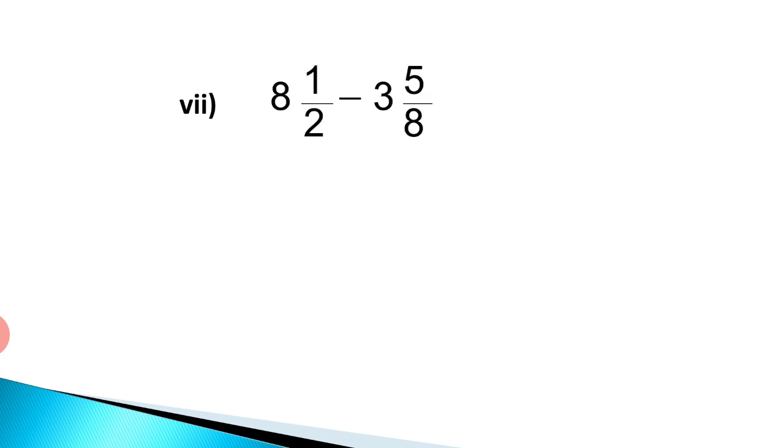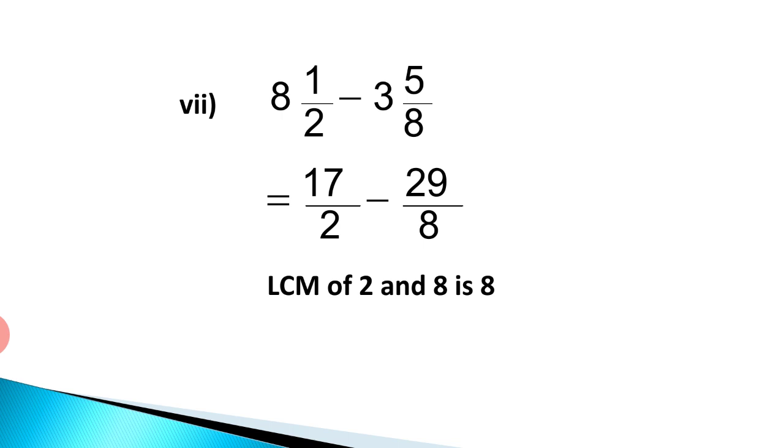Now again, 8 integer 1 by 2 minus 3 integer 5 by 8. So we can do again 2 8s are 16 plus 1, 17 by 2, and 3 8s are 24 plus 5, that is 29 by 8. So we have 17 by 2 minus 29 by 8. Again see, 8 is a multiple of 2, or 2 is a factor of 8. So what will be the LCM? The LCM will be the bigger number, that is 8. Is it okay? So the LCM of 2 and 8 is 8.